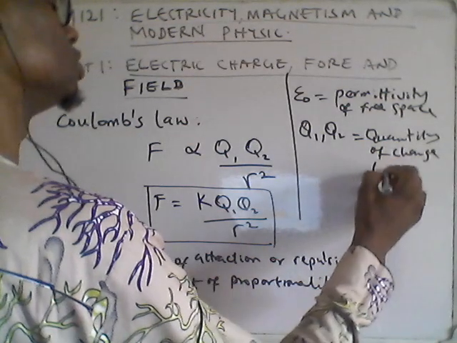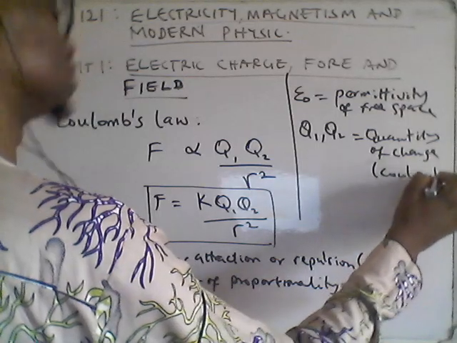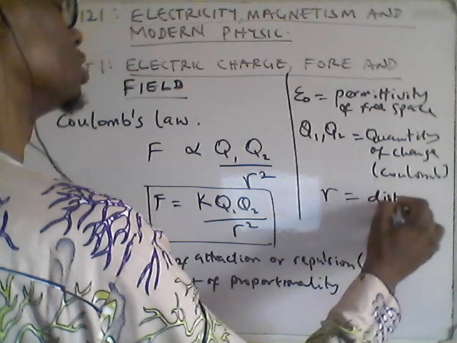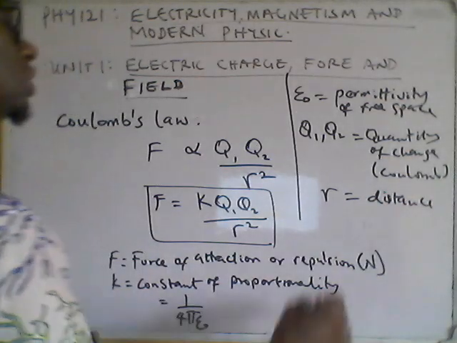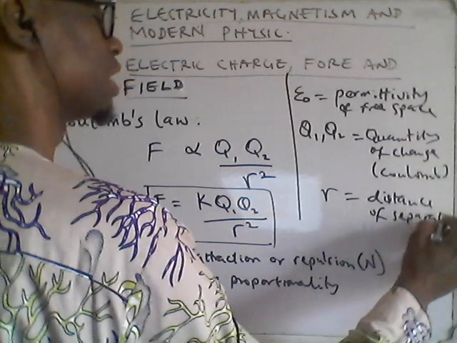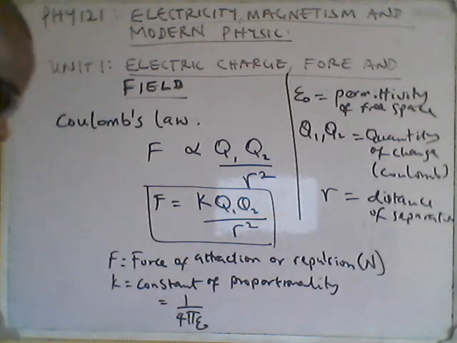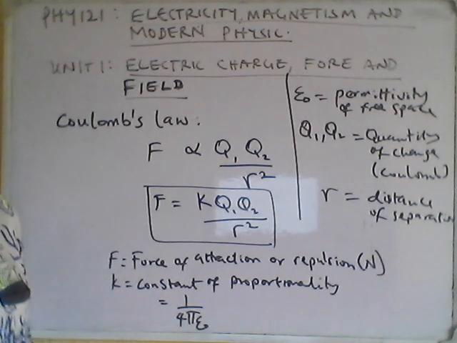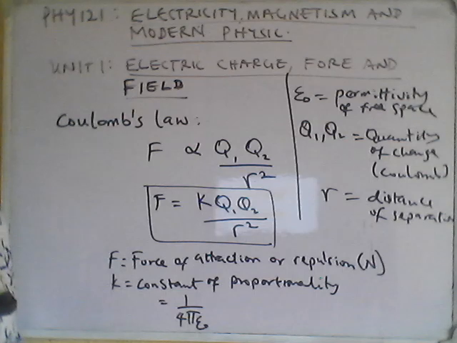So the Coulomb is the unit of charge. Remember that. And R is the distance of separation between the two charges. So these are the parameters involved in this formula for Coulomb's law. We'll be looking at it in a short while to dissect what it's all about.